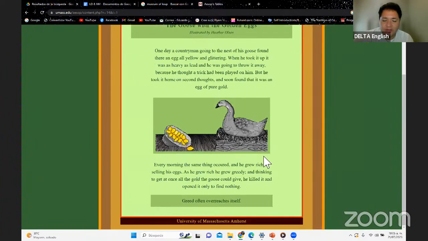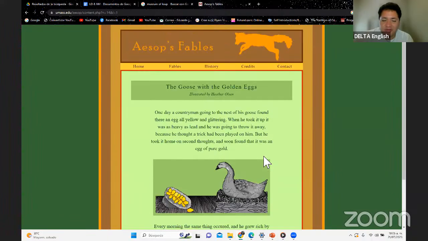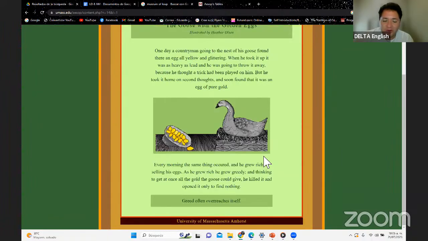So that's the fable. Okay, so as you can see, we can have the elements to tell a story. Now you can also tell your own story. Okay, so now I'm going to show you some pictures in the next slide, and you will have to make a story with them.